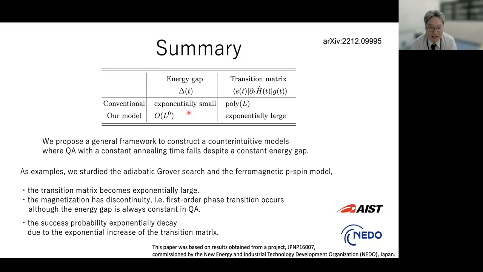many people believe that we have to open the gap, right? Yes, right. Many people make a lot of effort to open the gap, actually, using stochastic Hamiltonians or random transverse fields, and so on. But even in such cases, sometimes there is a possibility to have this kind of serious situation, right? Even when we open the gap using some technique, we can have a small success probability for some cases, right? Yes.